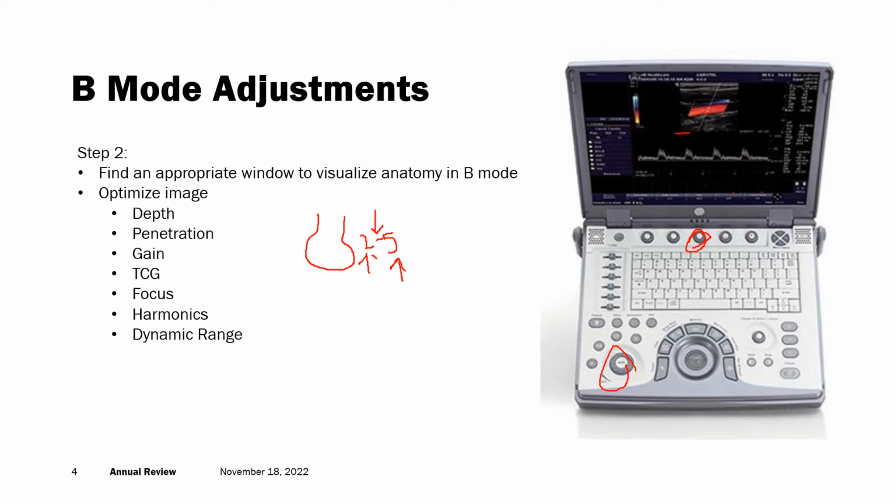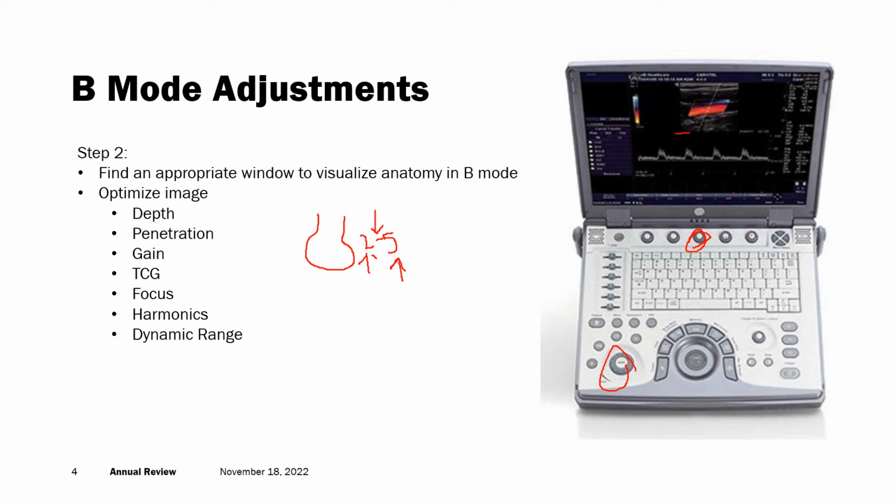And this is where you're going to adjust the brightness of your image. So by turning this button up, you're going to make your image brighter. By turning it down, you're going to make it darker. The idea of gain is that we want to have it high enough that we are not blacking out any real information, and low enough that we're not creating artifact or information that's not there.